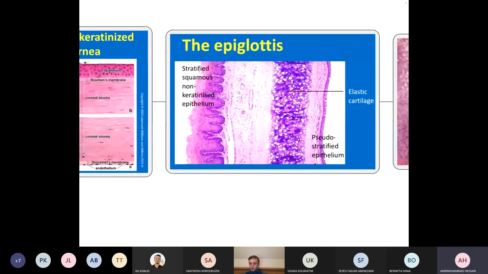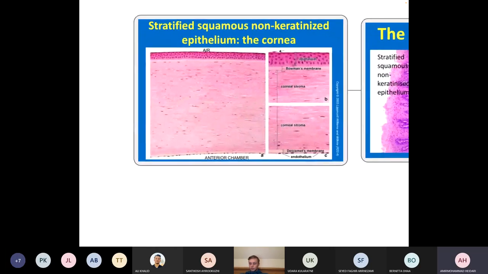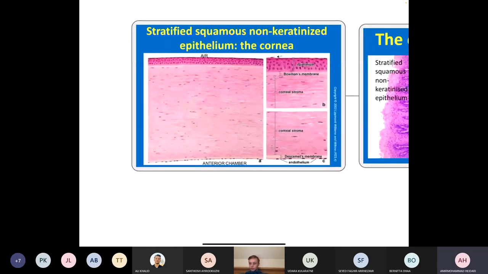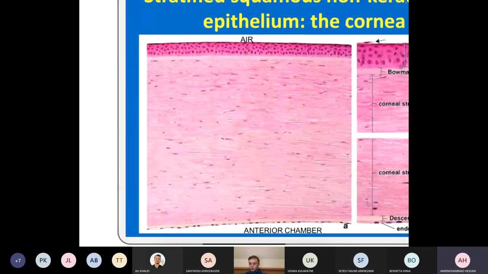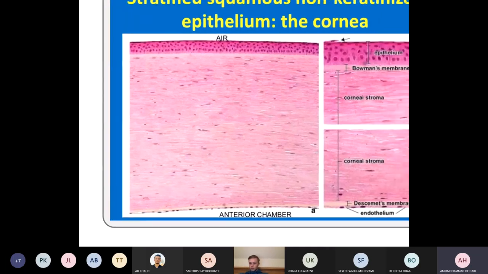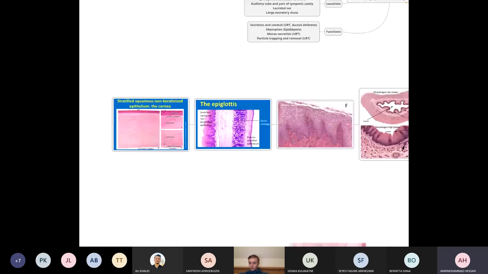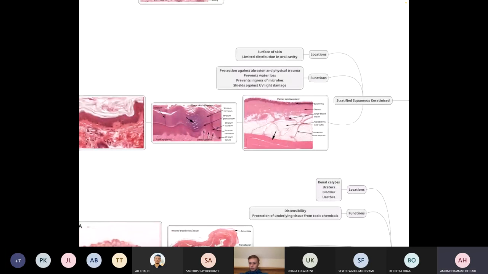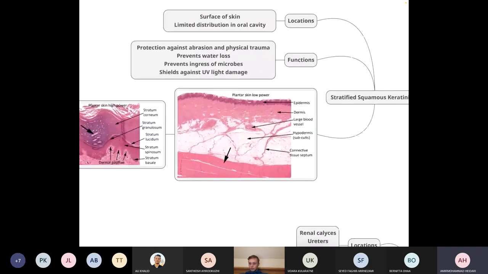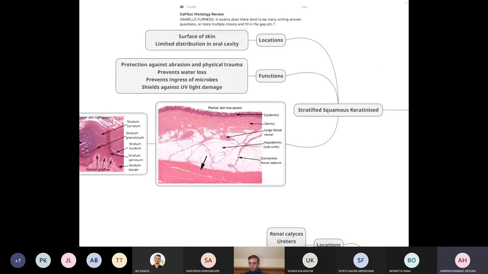Here, the epiglottis and the cornea, which is thin, as you can see. I think it's the only place, if I'm not mistaken, where on the outside you have stratified squamous, non-keratinized, and it is on the outside. So stratified squamous, keratinized, a very, very important thing for you to remember, is the skin.